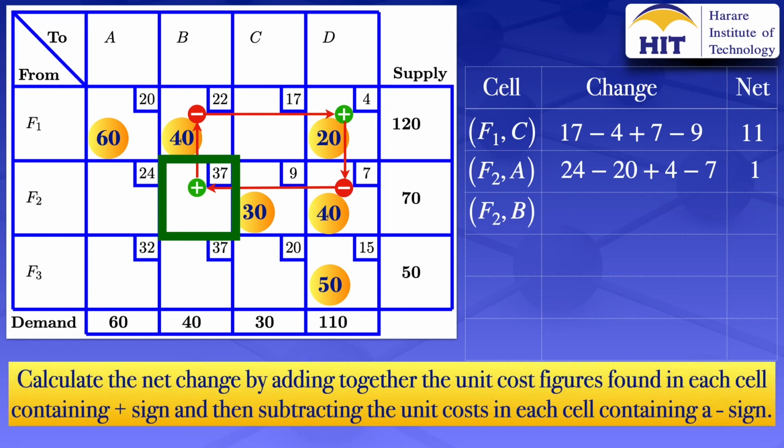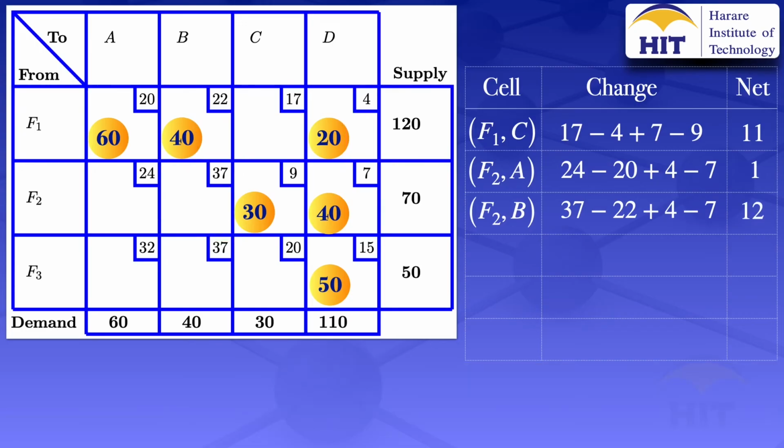Where we have the positives, we add the unit costs. Where we have the negatives, we subtract those unit costs. So the change there will be 37 minus 22 plus 4 minus 7, which will give us a net change of 12. We move on to the next unoccupied cell, and this cell here, cell F3A.